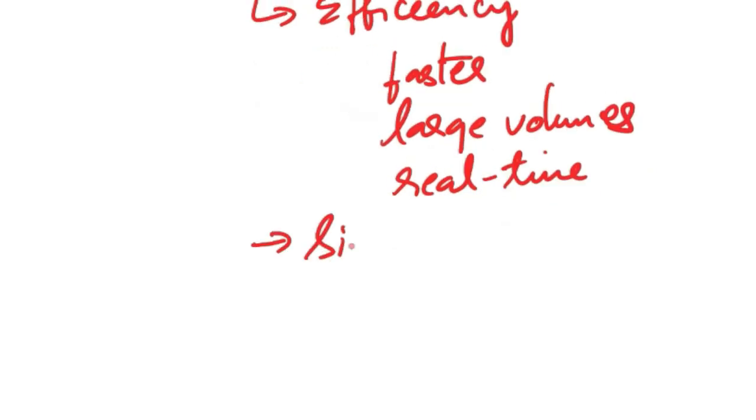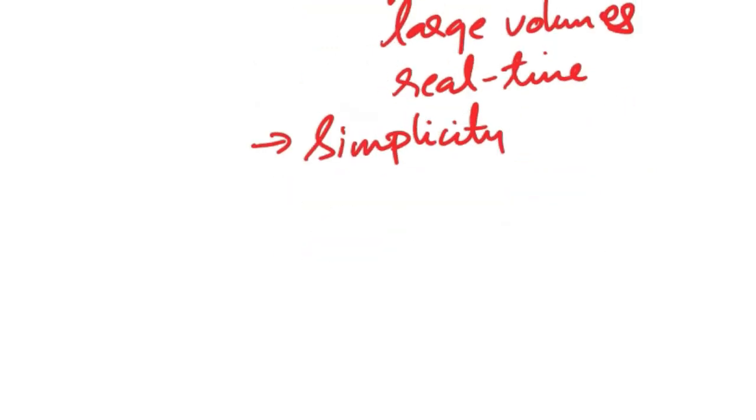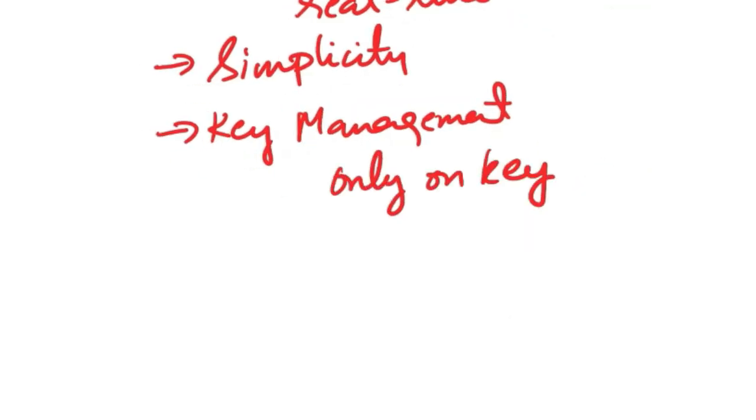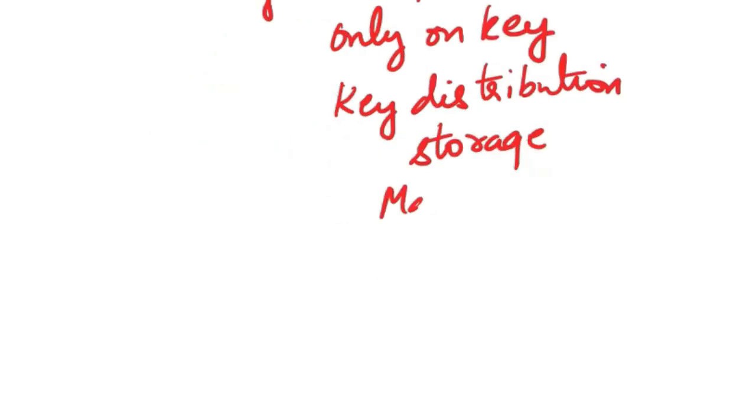Next pro is simplicity. Symmetric encryption algorithms are often simpler to implement and use compared to asymmetric encryption algorithms. They require fewer computational resources and are easier to understand, making them more accessible for practical applications. Next is key management. Since only one key is required for both encryption and decryption in symmetric cryptography, key management is relatively straightforward compared to asymmetric cryptography. This simplicity simplifies key distribution, storage, and maintenance.